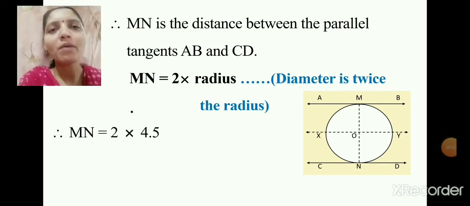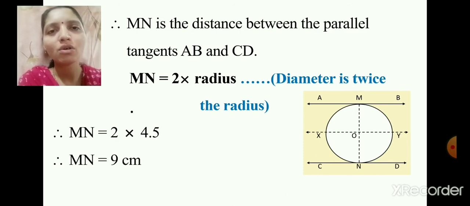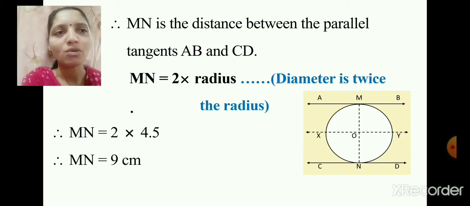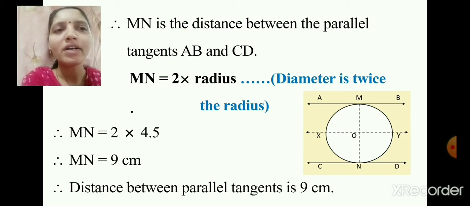Therefore, MN is equal to 2 into 4.5, because the radius is given as 4.5. So, we have substituted the value of radius. So, we will get MN is equal to 9 centimeter. Hence we have found out the distance between the parallel tangents, that is 9 centimeter.